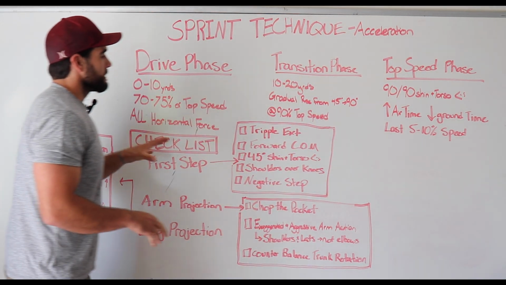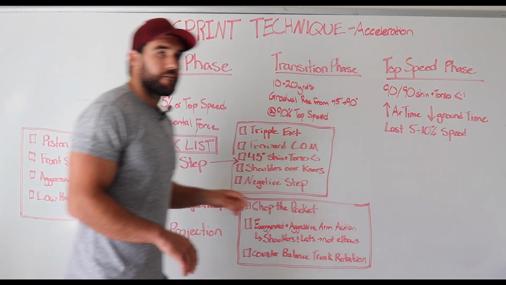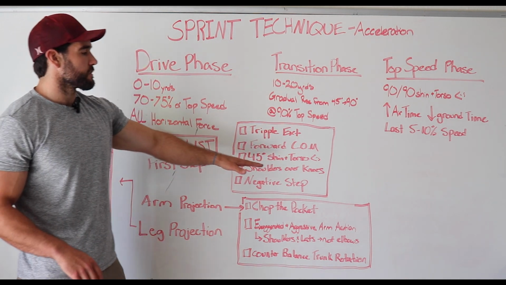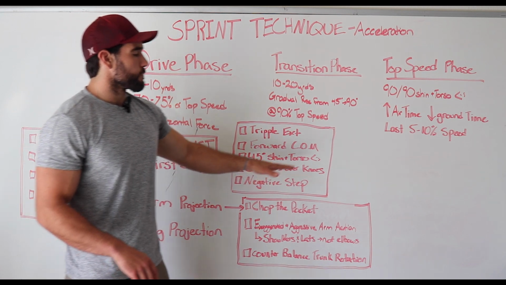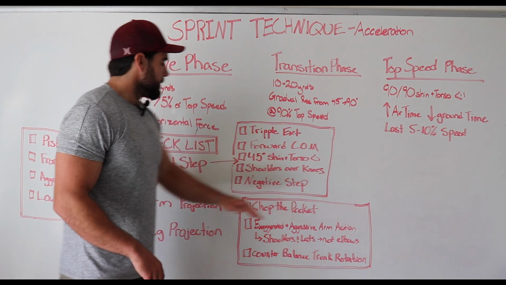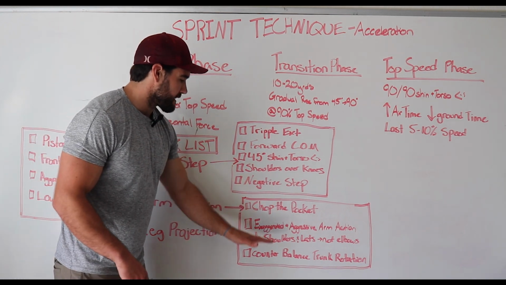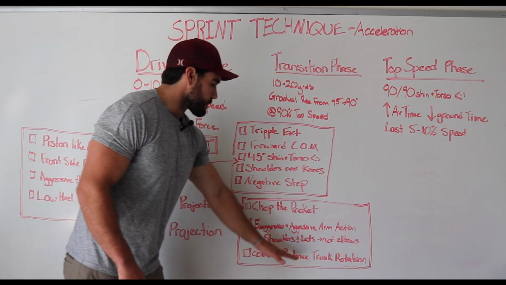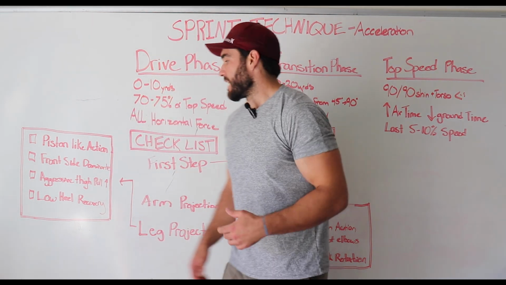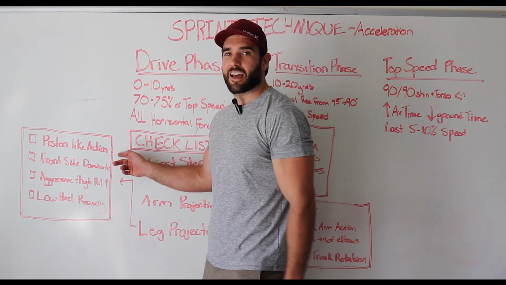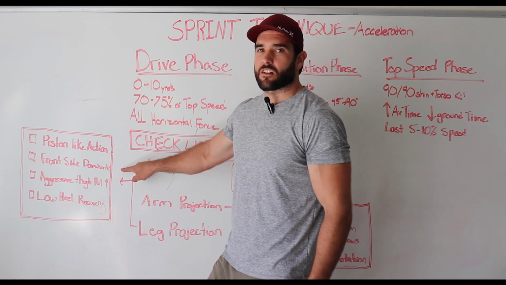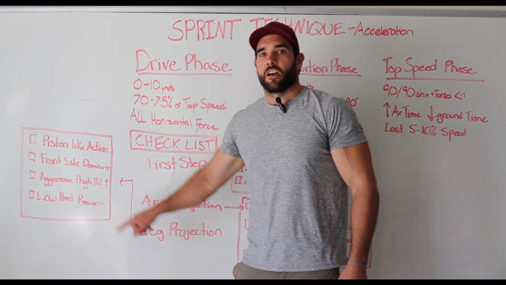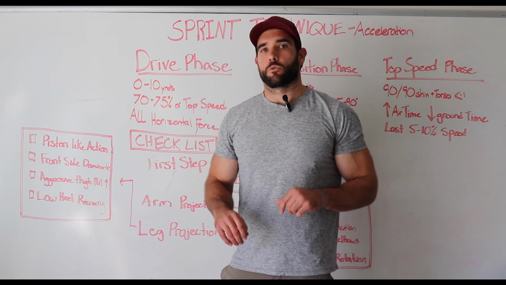So these are the things that you need to have in your drive phase, the checklist you need to have in your drive phase. So we have our first step that includes triple extension, forward center of mass, 45-degree shin and torso angles, shoulders over knees, okay, and then that negative step. Now when it comes to our arm action checklist, we have chop the pocket, exaggerated and aggressive arm action using your shoulders and lats, not your elbows. And then those arms are counterbalancing that trunk rotation. And then lastly, we have our leg projection, which is piston-like action with our legs. It's very front side dominant mechanics. We have an aggressive thigh pull up, and we have a low heel recovery. If you get all of these checked in, you are going to be flying.